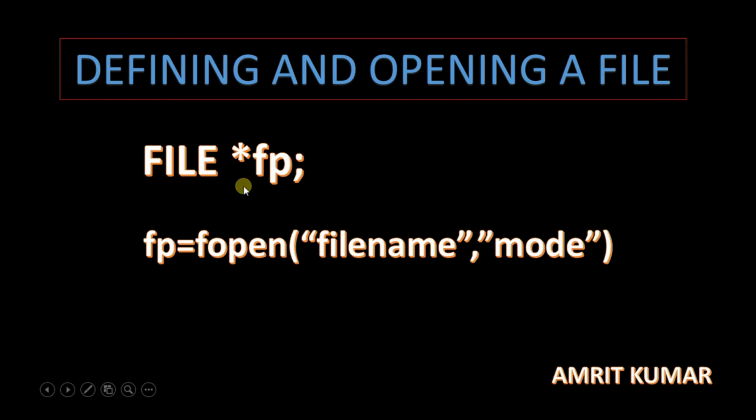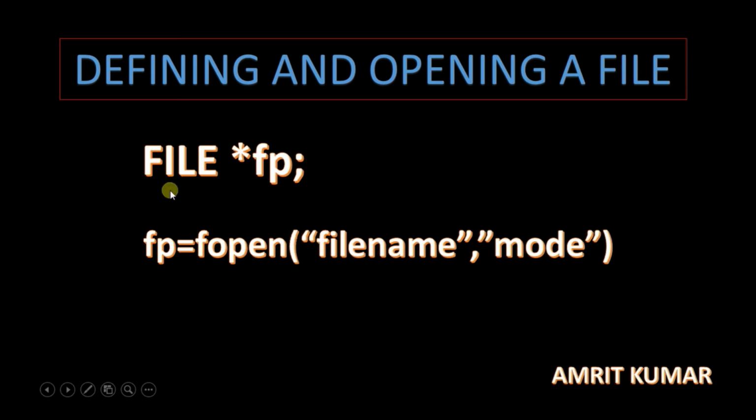Now in that fp pointer I am assigning the fopen function. The fopen function is the function which is used to open a file in C language. Therefore I am opening my file, and in it I am writing the file name of our file and the mode related to it. What is the mode? What is the meaning of it? We will discuss that in the next lecture. Okay, so this is how you can define and open a file.